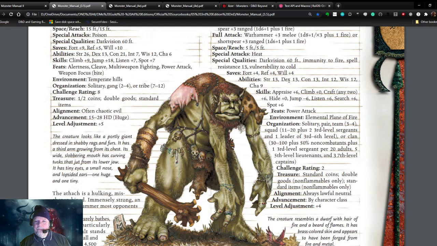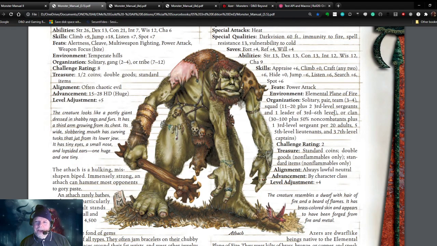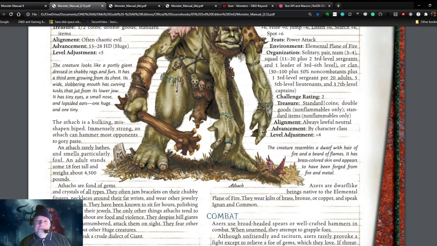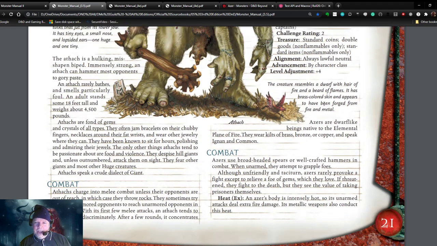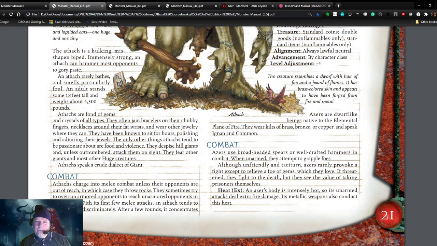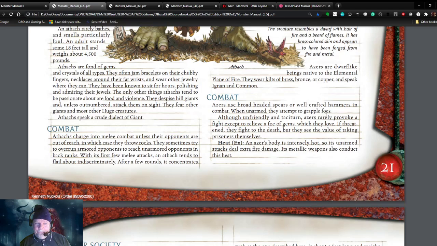So strength 13, dex 13, con 13. So, kind of an average stat block, a little bit above average. They have the power attack, challenge rating of 2. And the creature resembles a dwarf with a hair of fire and beard of flames. It has brass-colored skin and appears to have been forged from fire and metal. They use broad-headed spears or well-crafted hammers in combat. When unarmed, they attempt to grapple foes.